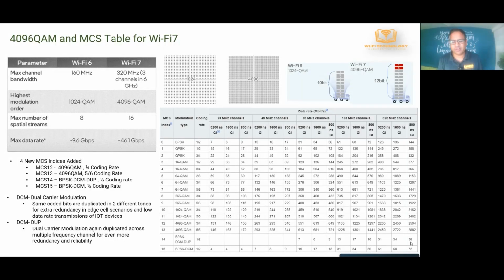It's yet to be seen who is going to use it. Most likely IoT device makers would use that because they don't really need very high throughput, but they need very good reliability. So those were introduced in the standard.